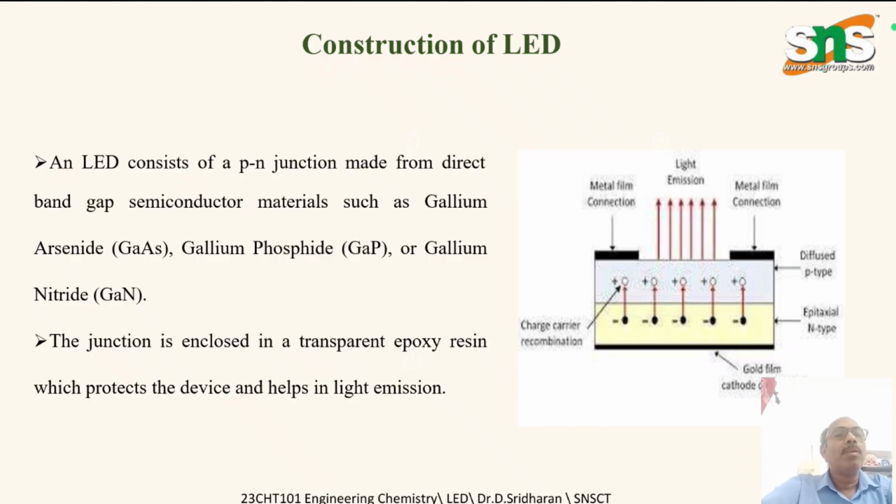So here we use a PN junction. The materials are gallium arsenide, gallium phosphide, like that, and also an epoxy polymeric material, which is also very important to enclose the PN junction. Metal film connections, light emission, metal film connections. So this slide simply explains the PN junction and how it is constructed with the help of polymers.